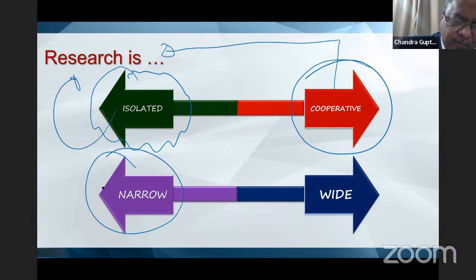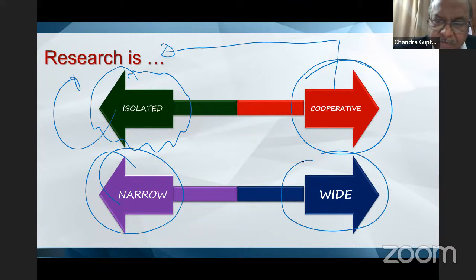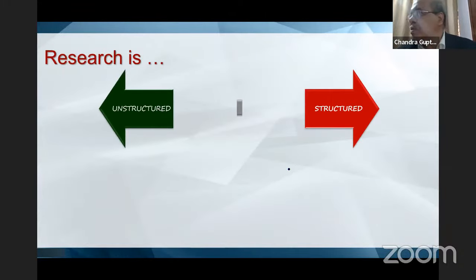It's narrow, it's wide. Narrow because you pick up a very, very specific topic. But within that topic, you have to go wide enough to cover all probable dimensions of that particular problem which you are talking about.